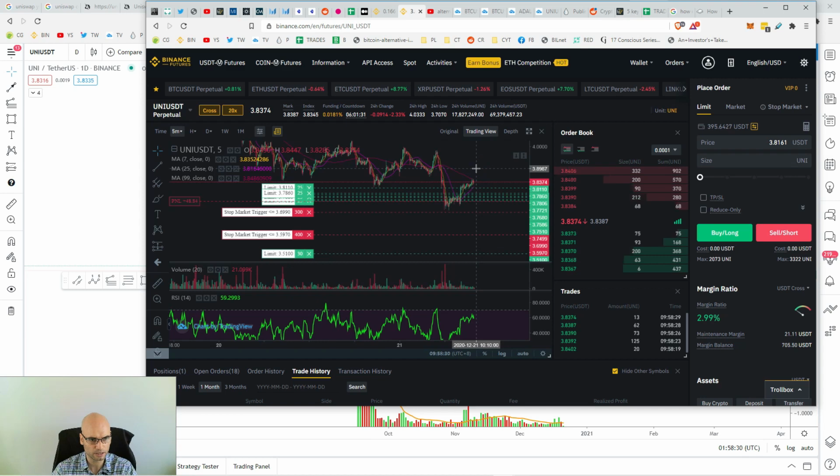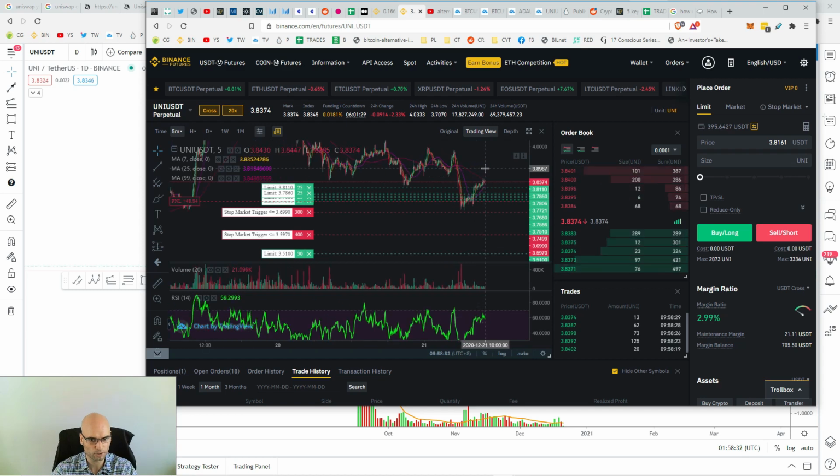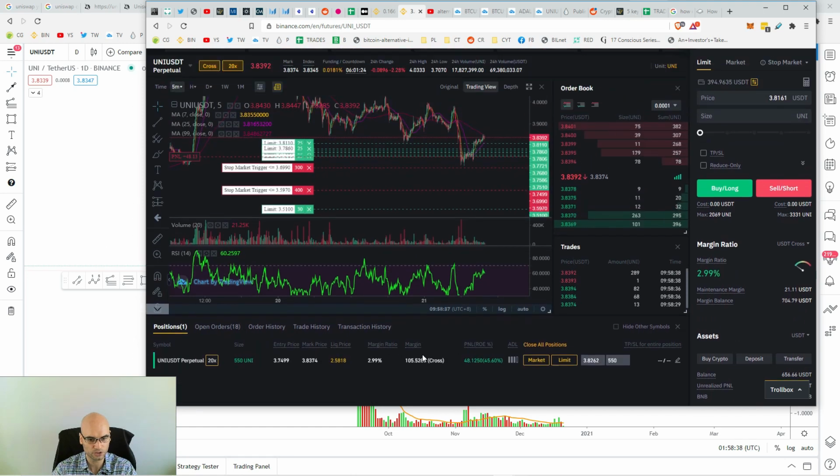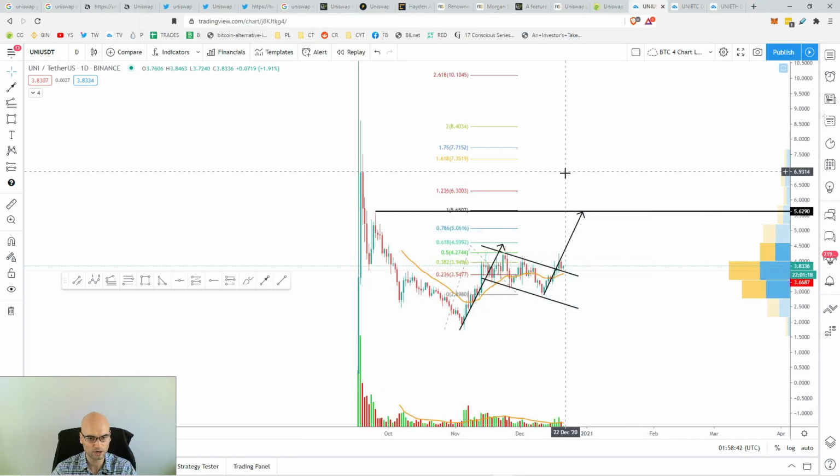I'm probably going to, on a short-term time frame, take some profit at the $3.9 level, but really I'm looking to maintain the majority of this position, this 550 Uni position right now, $48 in profit, looking to maintain the majority of that for this move up to 5.6, and then also to the 1.618.